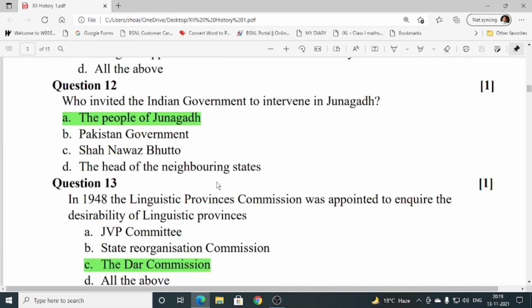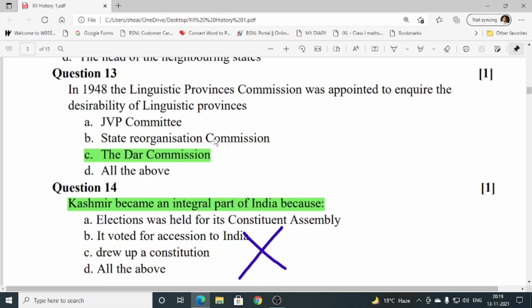Okay, then next one, number 12. Who invited the Indian government to intervene in Junagadh? Option A, the people of Junagadh invited the government of India to intervene in Junagadh. Number 13. In 1948, the Linguistic Provinces Commission was appointed to inquire into the desirability of linguistic provinces.